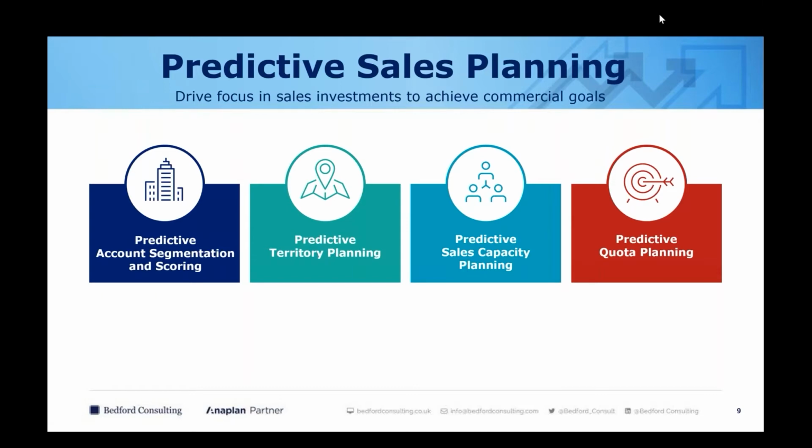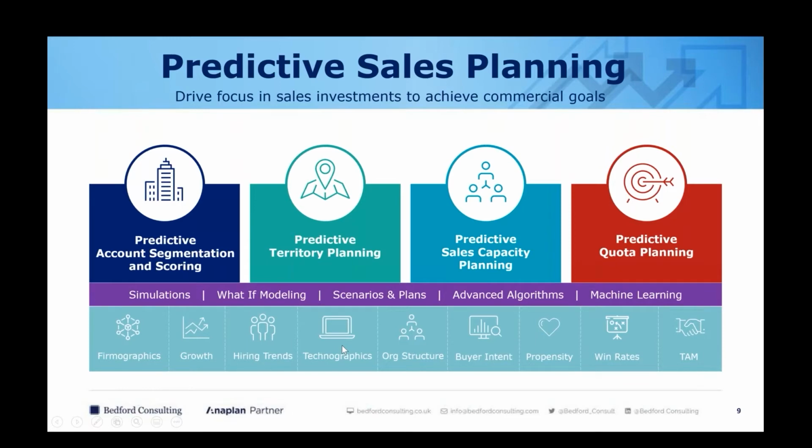So just a few other bits here that we'll cover off before we jump into the product. PI is going to give you 4 key areas that it's going to cover. We've got the predictive account segmentation and scoring. We've then got the territory planning, which we're going to cover through the territory and quota planning application in Anaplan. We've got the sales capacity planning that we were looking at earlier, and then of course the predictive quota planning, where we're looking at setting targets within those territories that we've now identified.